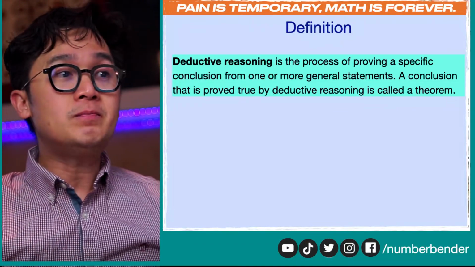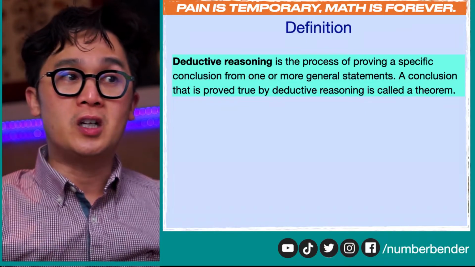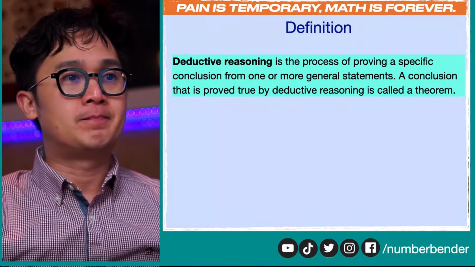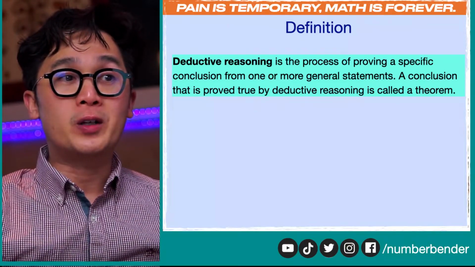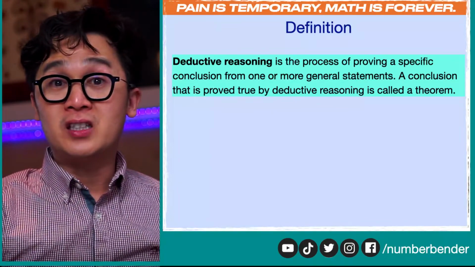By definition, deductive reasoning is the process of proving a specific conclusion based on one or more general statements. A conclusion that is proved true by deductive reasoning is what we call a theorem. And that is the formal definition of deductive reasoning.